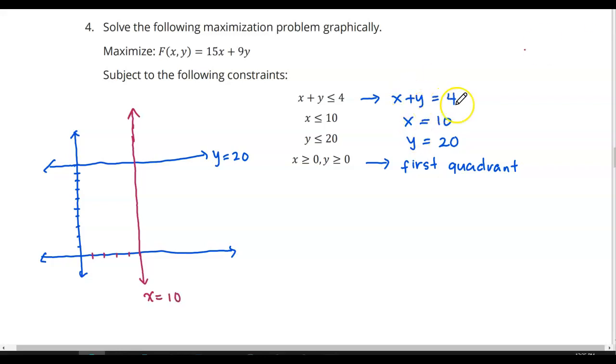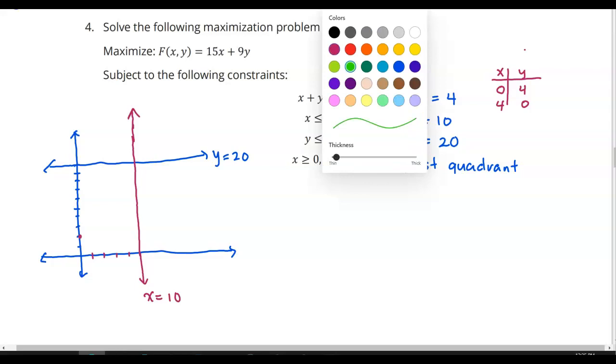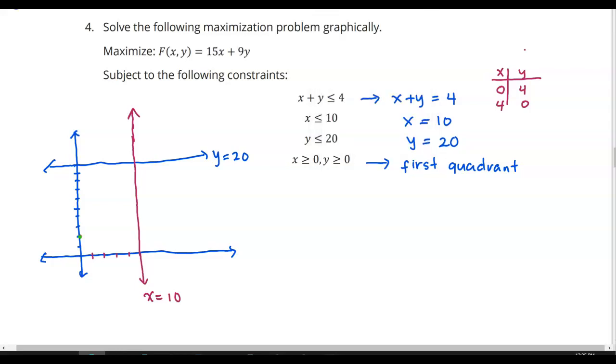Then we will graph the line x plus y equals 4. To do that, we can get a representative point. So we have x and y. We get the intercepts. When x is 0, y is 4. When y is 0, x is equal to 4. So this is increments of 2. If x is 0, y is 4. It is this point here. Let's use a different color. And then when x is equal to 4, y is 0. It is this point here. So we are considering this line here. Okay, so now it is just on the first quadrant.